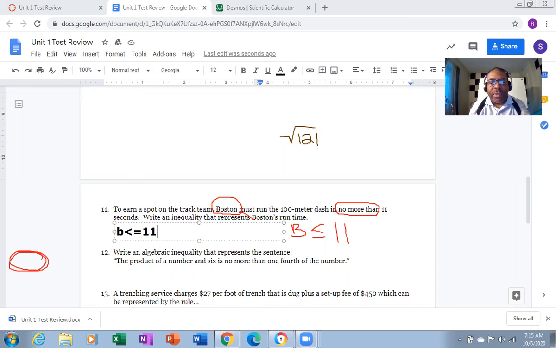If you write it down, when you write it, it'll look like this. B is less than or equal to 11. When you're typing it, if you put B less than or equal to 11, then I'll accept that, okay? We'll accept that. All right, so now you know how to do Unit 1 test review.